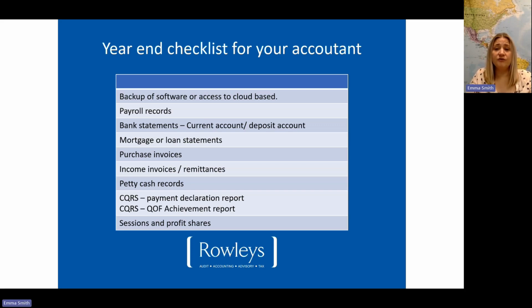CQRS, there's a couple of reports from here. There'll be the 24-25 achievement summary and also the payment declaration. Both of these reports can be accessed under the Reports tab on CQRS Online. The achievement summary shows your total QOF achieved for the year, and the payment declaration is a larger report and it lists all your enhanced services claimed for the year and it splits them down per month. You can check the payment declaration report for your enhanced services to the GMS statements just to make sure everything's come in.